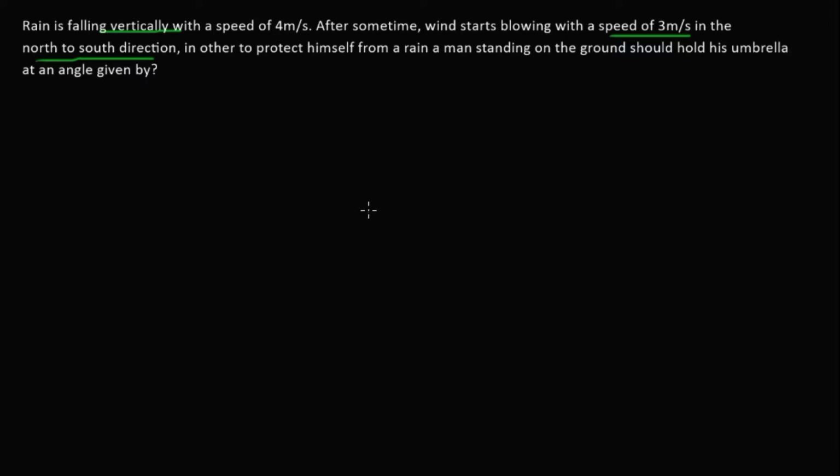angle given by, let's say this is the man, and this is the ground. The man looking up here, he will see this place as his north, and then this is his south, and then to this side would be his west, and then this side would be his east.